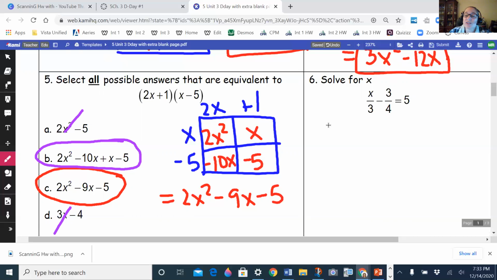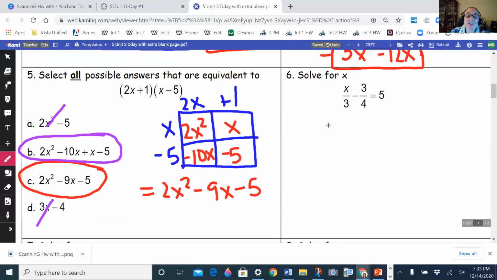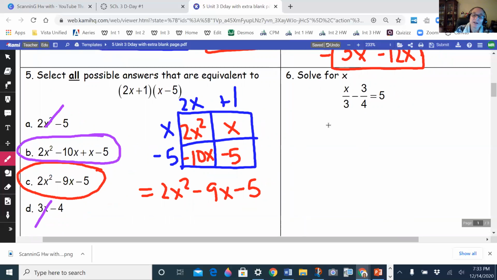On number 6, this is a fraction busting situation. We want to multiply by basically the least common denominator, which would be a 12 in this case, because 3 and 4 can both go into 12. So I'm going to multiply everything by 12. Let me just kind of set this up.